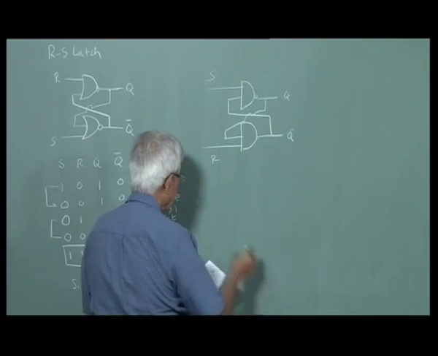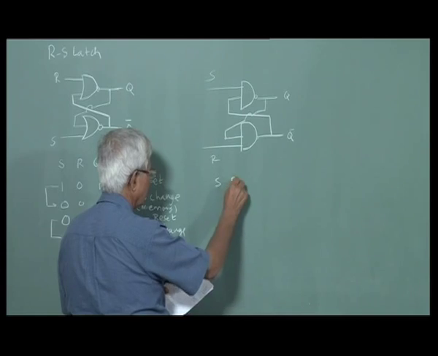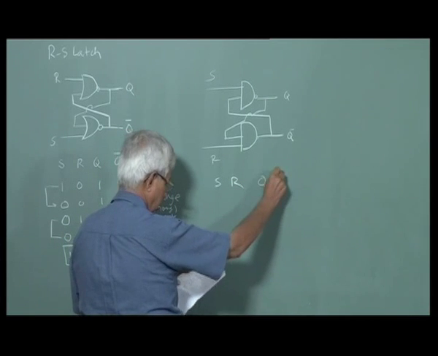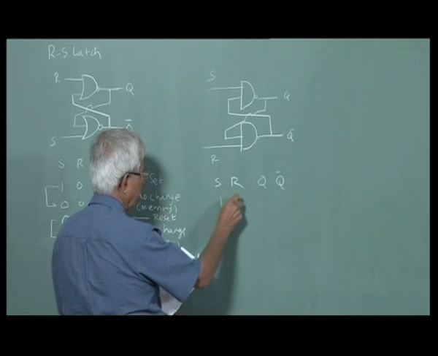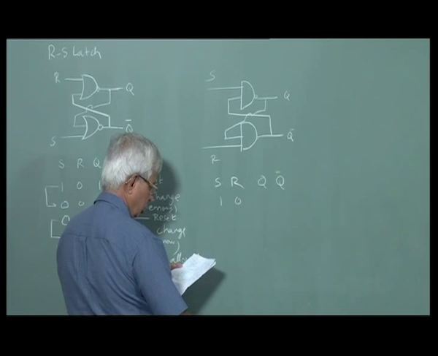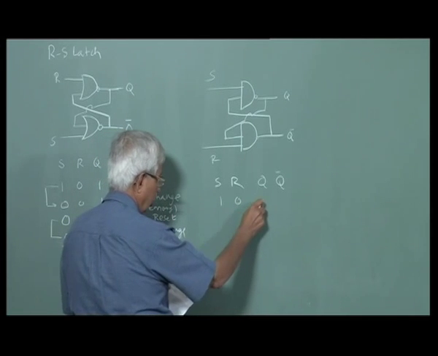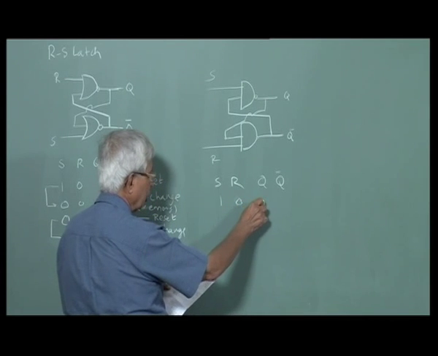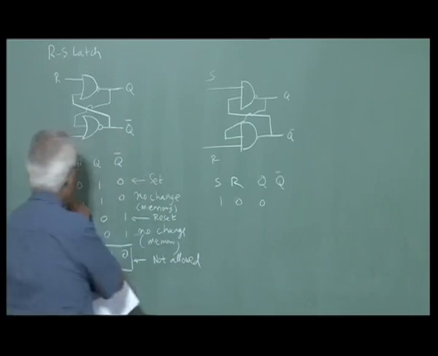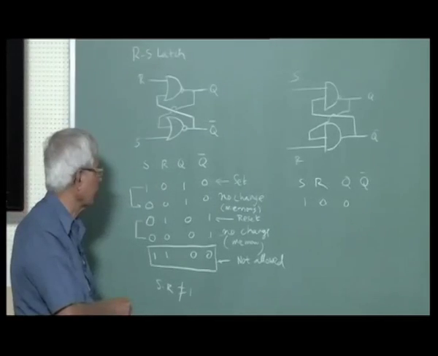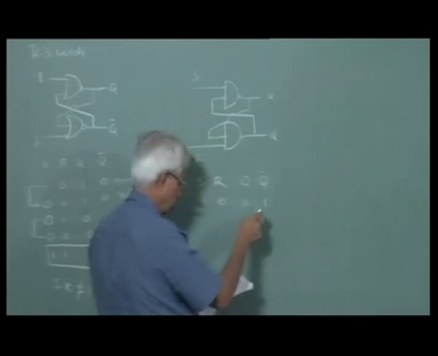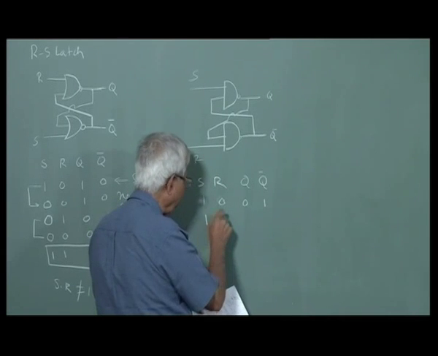Here the function table is. If S is 1 and R is 0, Q is 0. Now the opposite: when S is 1, the output is 0, not 1. In this case, when S is 1, output is 1. Here, when S is 1, output is 0. And then you make it 1, 1.